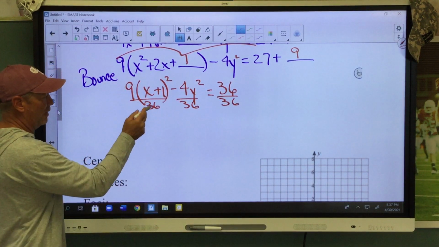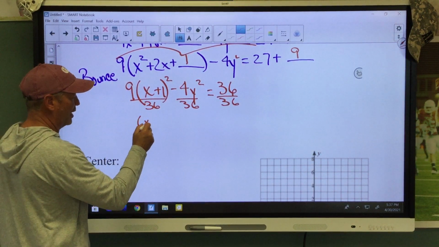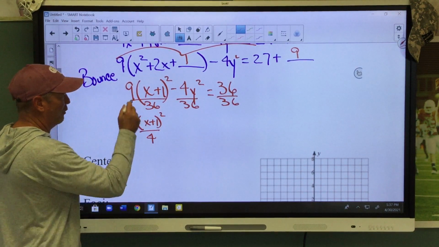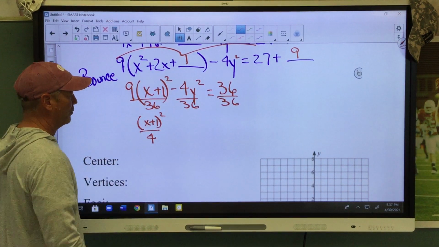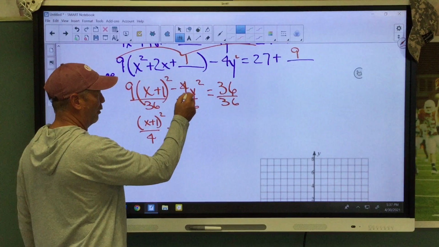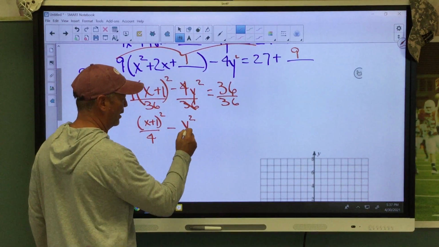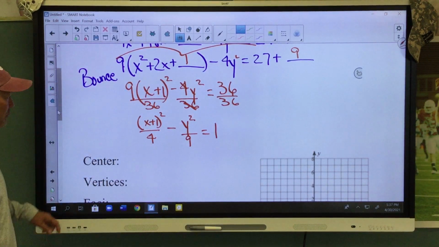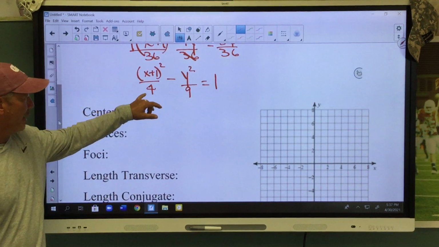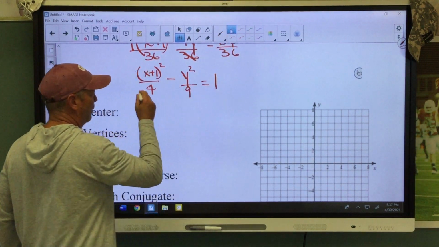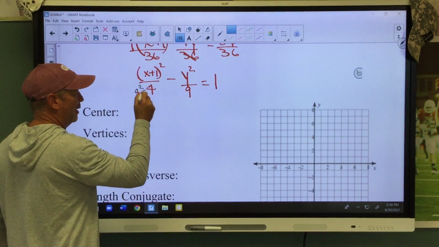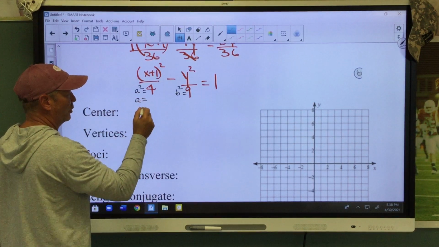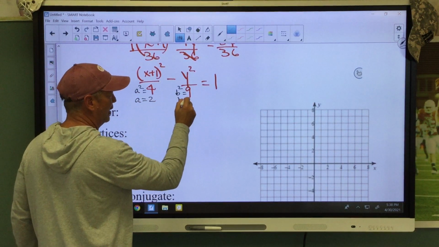When we reduce the 9 over 36, this is going to leave us with (x plus 1) squared over 4. The 9 over 36 reduces to a 4. Minus, we're going to reduce the 4 and the 36. That's going to leave me with y squared over 9. And that's going to equal 1. Now remember, the bottom left, no matter what, is a squared. Bottom right is b squared. So in this case, a equals 2, b equals 3.